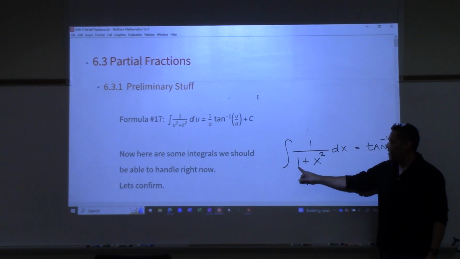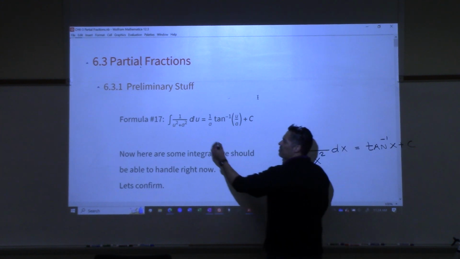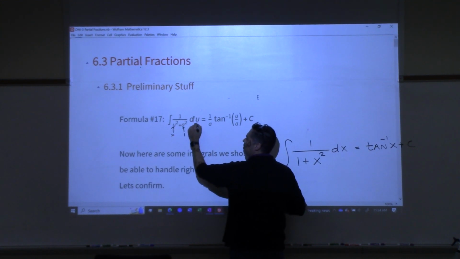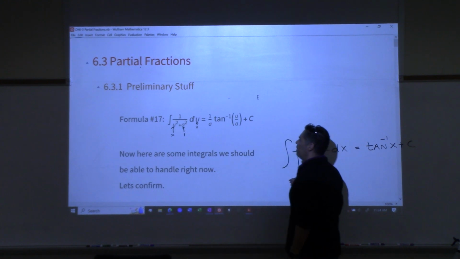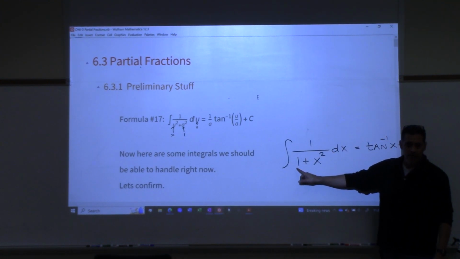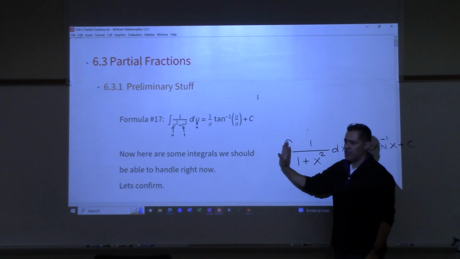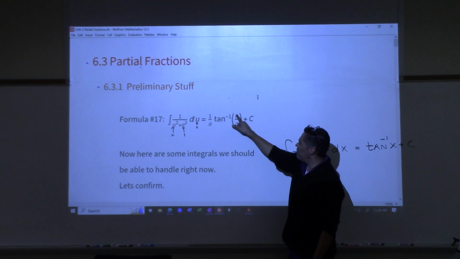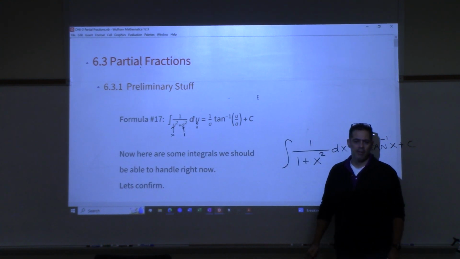except instead of having a 1, we have an a. So this is a number, and this is like the x's. That used to be x squared plus 1 squared dx, and that used to be an x. Now we're saying that if this is something other than 1, then the formula just changes a little bit. You have to do 1 over a here, and then whatever the variable is in here, divide it by a.